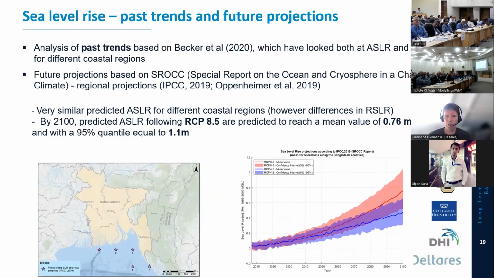Now for sea level rise, we did an analysis of past trends, so we looked at literature, and we looked at the future projections from IPCC, the SROCC report. For the whole delta, you see that when you look at sea level rise, the spatial variation is relatively limited. So it's quite uniform, which is not a very big surprise.